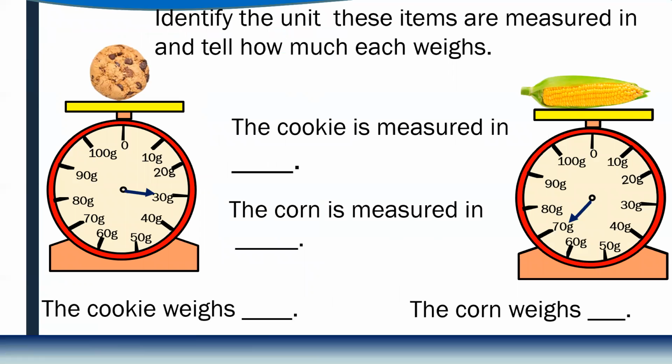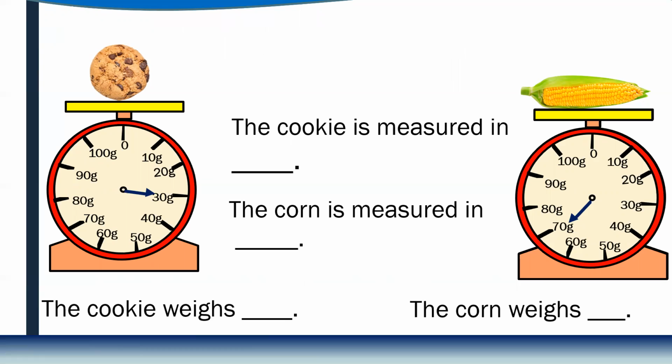Here is your first task. I want you to identify the unit these items are measured in and tell how much each weighs by filling in the blanks in the sentences shown here. What unit is the cookie measured in? Great going, boys and girls. The cookie is measured in grams. And what unit is the corn measured in? Another excellent answer, boys and girls. The corn is measured in grams.